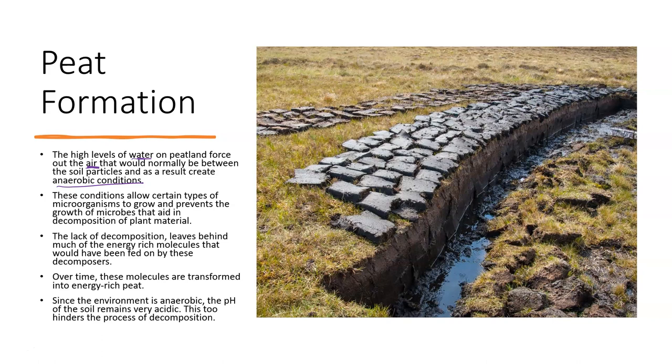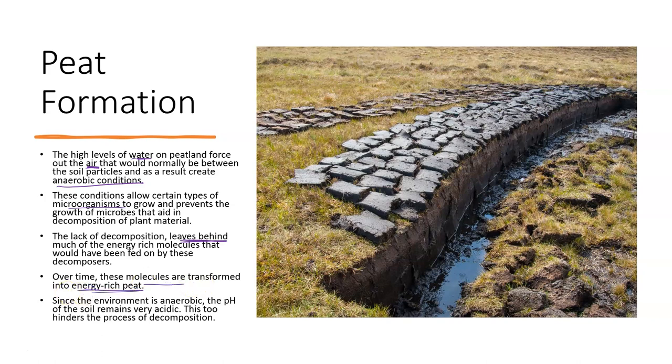Since the conditions are anaerobic, it's only going to allow certain microorganisms to grow. And if we prevent the normal microorganisms and fungus from doing the normal decomposition, then it's going to leave behind most of what would have been decomposed, which is why it's so nutrient dense. The majority of the decomposition that should have happened isn't allowed to happen. And so over time, these molecules are transformed into energy-rich peat.